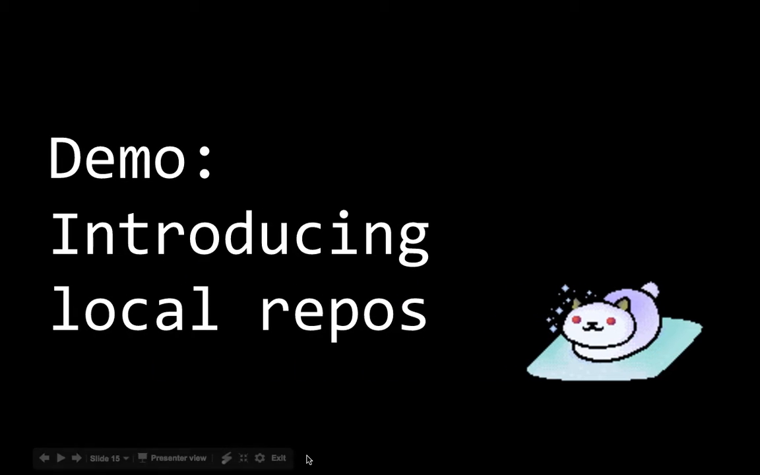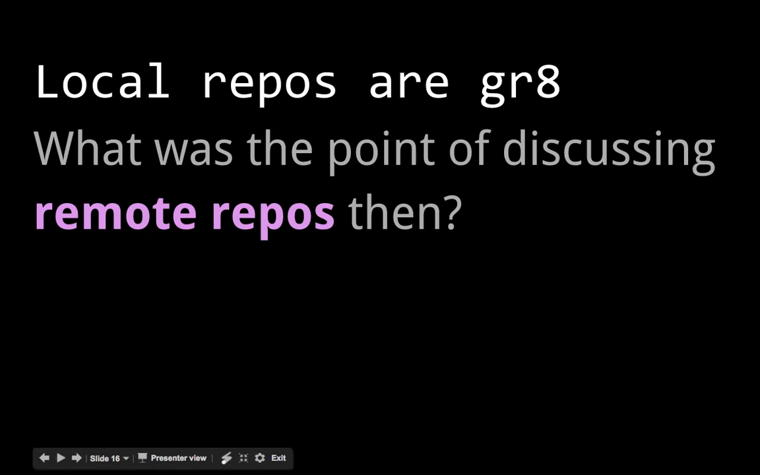Now we're going to go back to the slides and talk a little bit more about local and remote repositories. Clearly, local repos have a lot of awesome features. Most notably, they allow you to create a saved history of your code organized by commits. Then why did we talk about remote repos several slides ago? What advantages does working with remote repos offer?